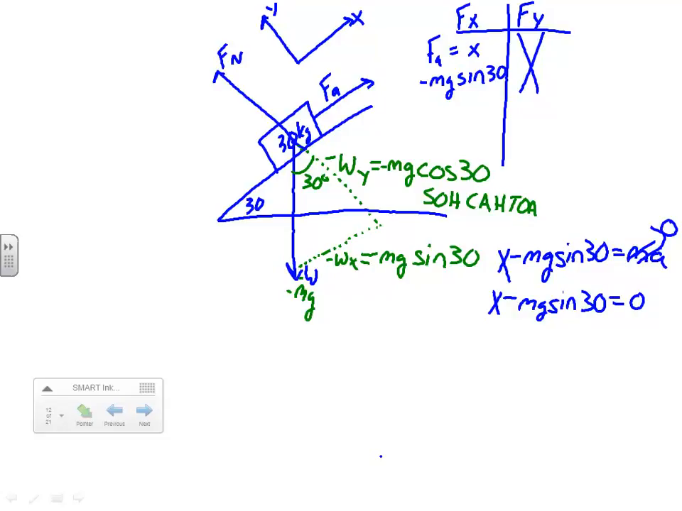I can just bring this over to here by adding it. So I get x equals mg sine 30. Now I know everything over here. I know the sine of 30, I know g, I know m. I can calculate x, and I get 147.15. Try it out. Mass we know is 30. g we know is 9.81. Multiply those two together. Then multiply that value by the sine of 30.